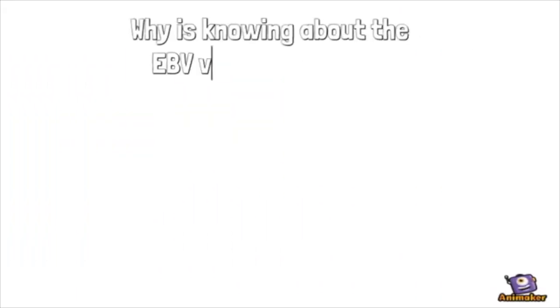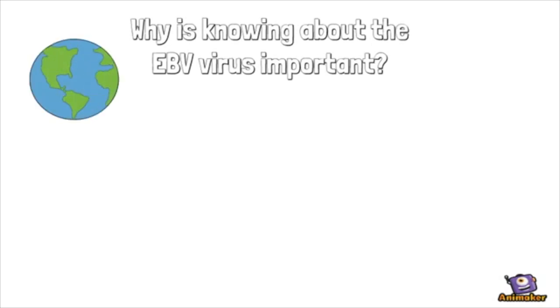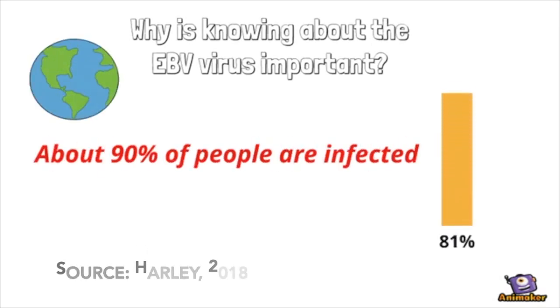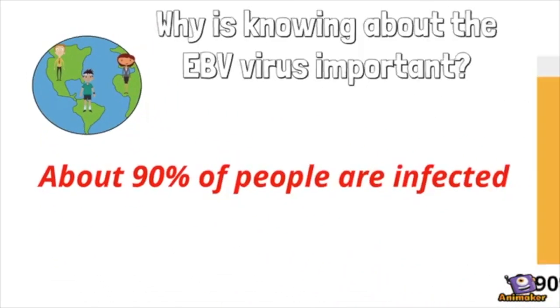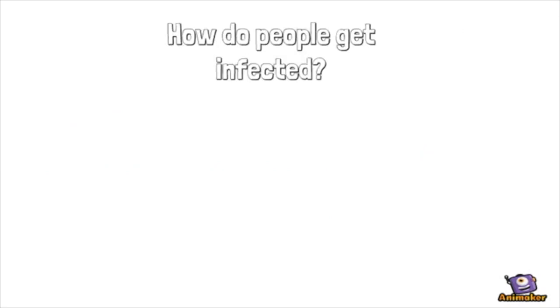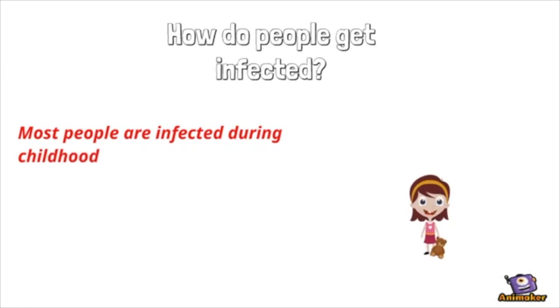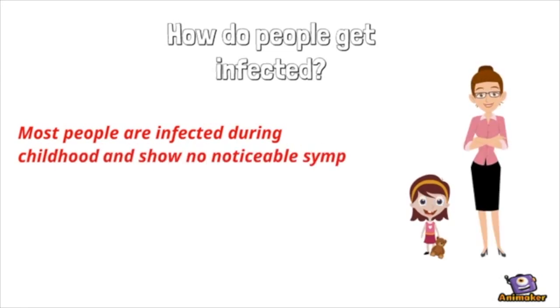Why is knowing about the EBV virus important? EBV is one of the most common viruses in the world, as about 90% of adults are infected. And even though such a large amount of the human population carries the virus, there is no known cure or vaccination against it. This may sound scary, but the truth is that most people are infected during their childhood, usually through their mothers, and show no noticeable symptoms.